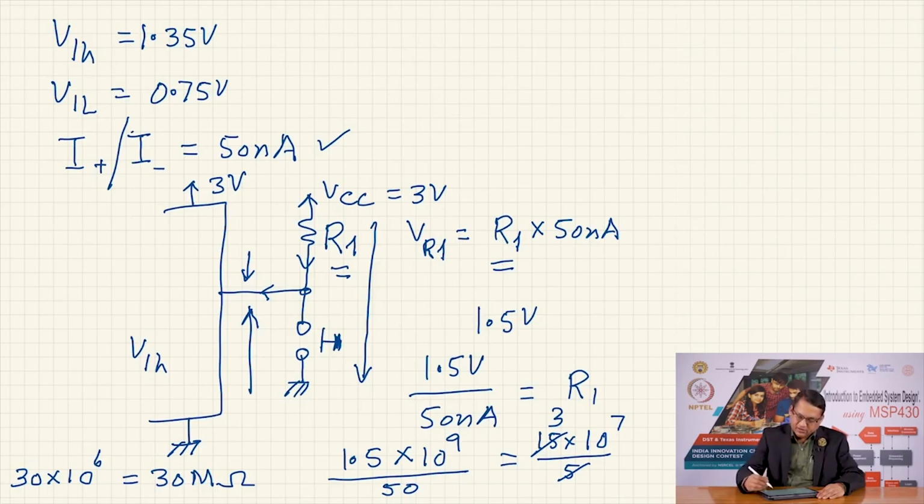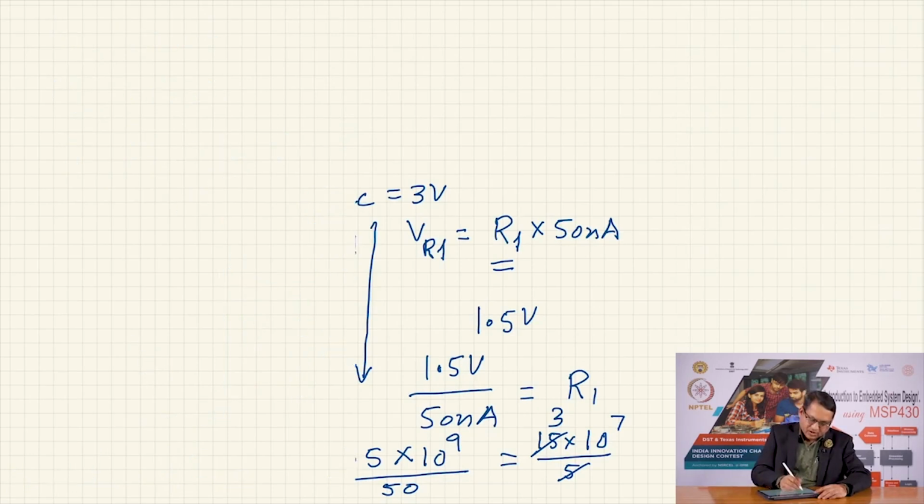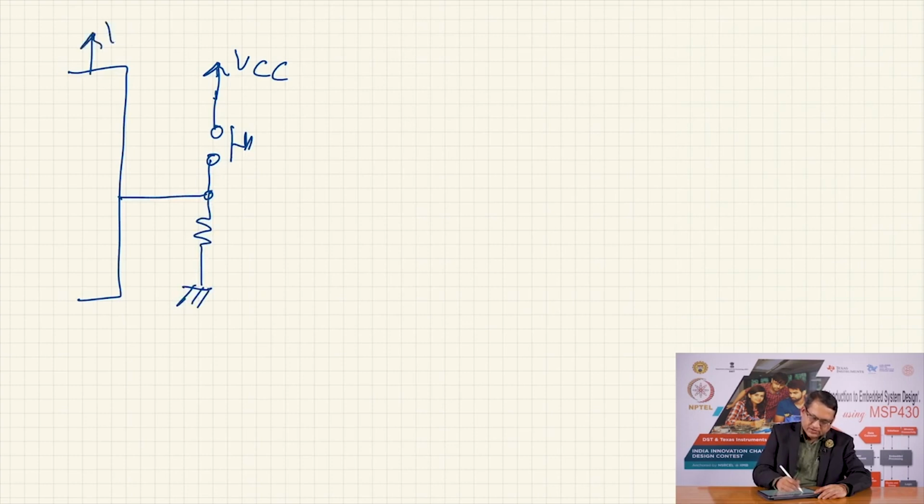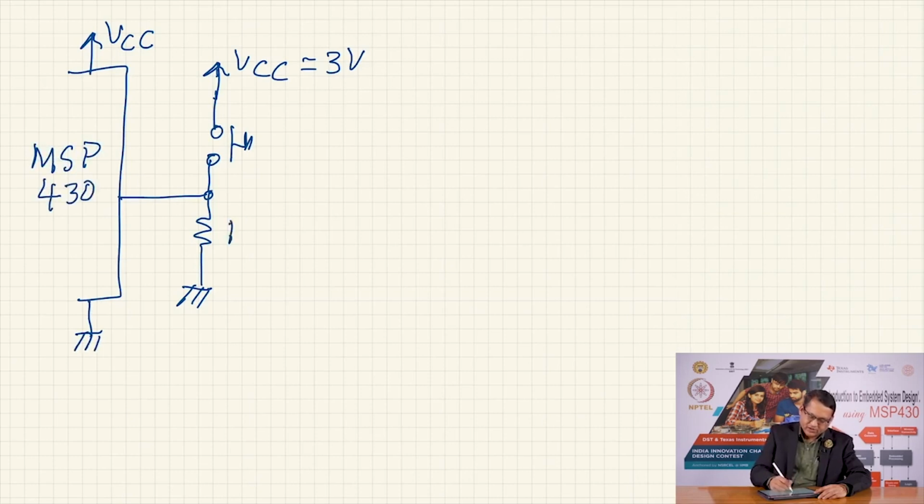Let us now consider what will be the value of the pull down resistor if we want to use that. So, our configuration is that we have the switch between VCC, here is my switch, and this is connected through a resistor to ground. This is connected to VCC here, which is 3 volts. This is your MSP 430, just so that we are sure. My resistor value is now R2.